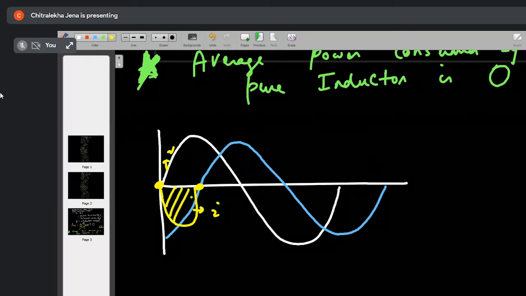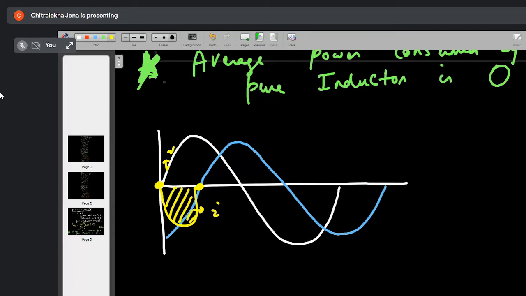Understood all of you? Look at my graph and then you draw, otherwise you will be confused. See, from pi by 2 to pi, both voltage and current are positive.